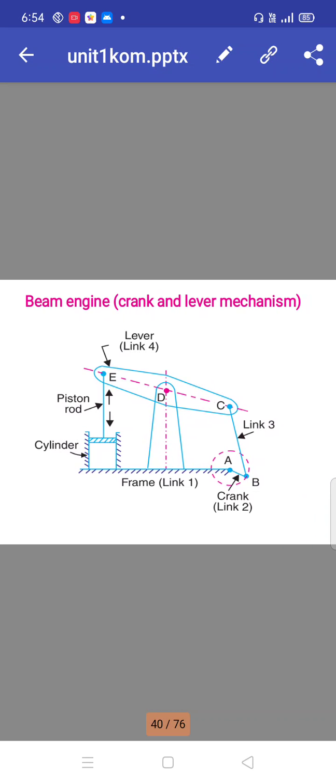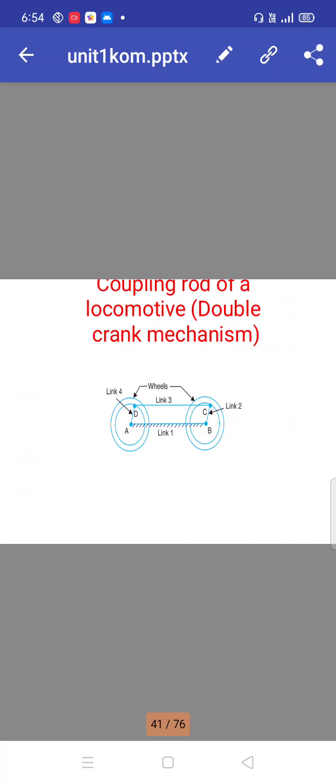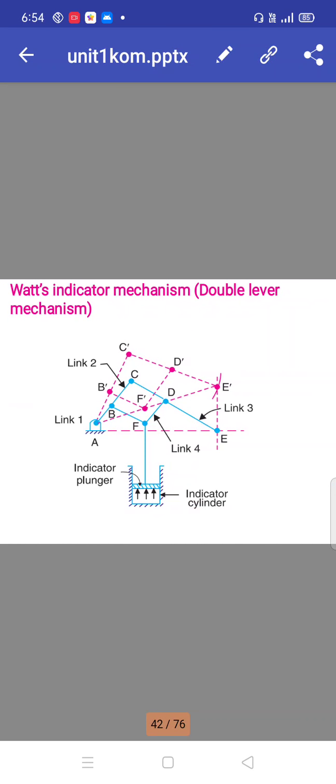Beam engine, crank and lever mechanism is also called beam engine. Coupling rod of a locomotive, double crank mechanism. Watt indicator mechanism, lever mechanism.